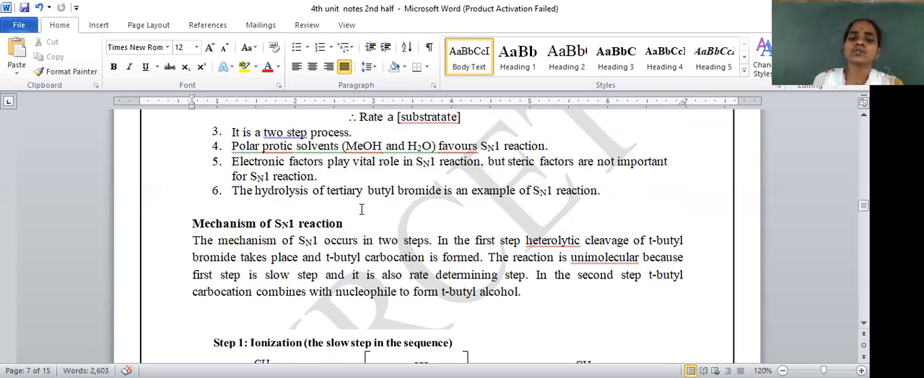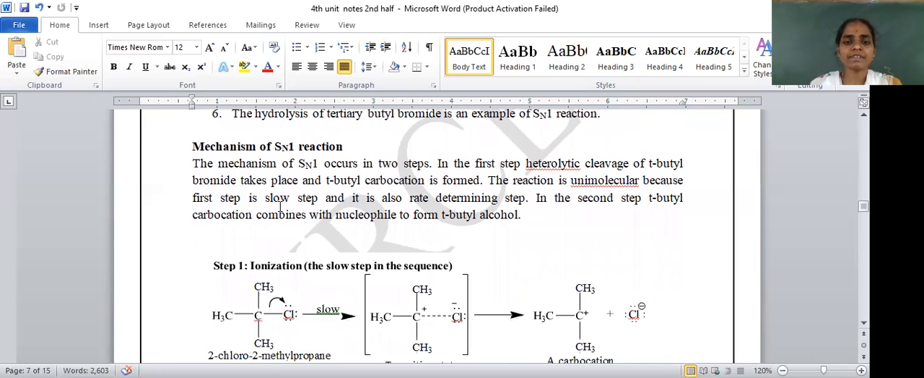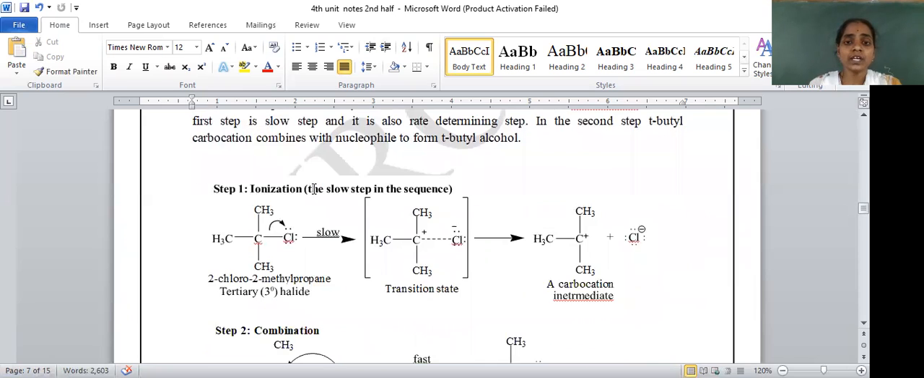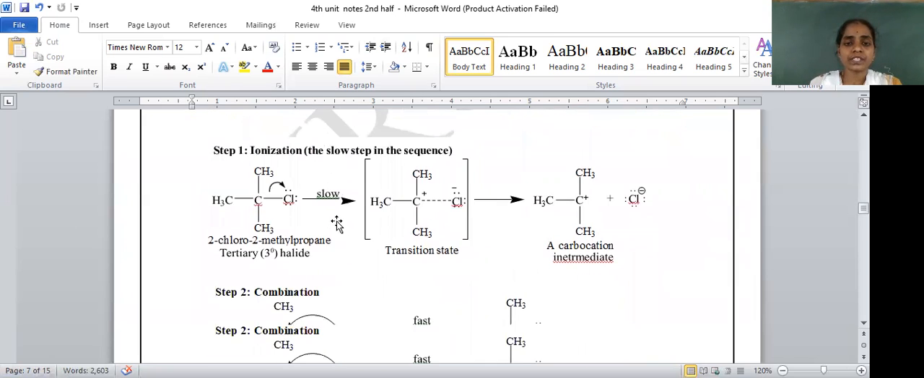This is a hydrolysis, and the best example is tertiary butyl bromide. If you see the mechanism, it is carried out in two steps, with hydrolytic cleavage. The first step is the slow step, and the second step is the fast step. Why do we call it a slow step? Here 2-chloro-2-methyl propane is the example, a tertiary halide.